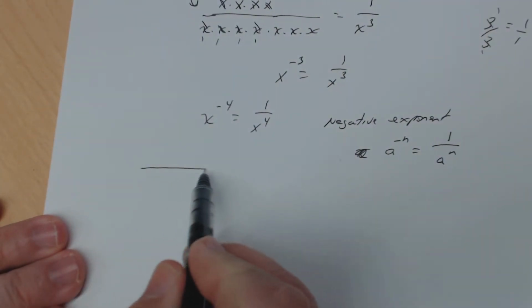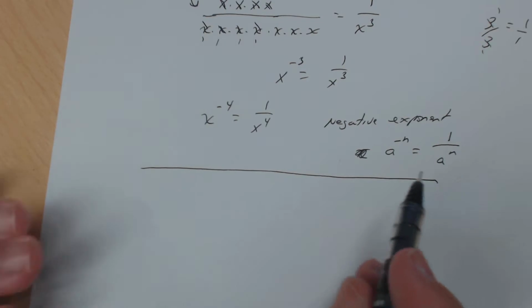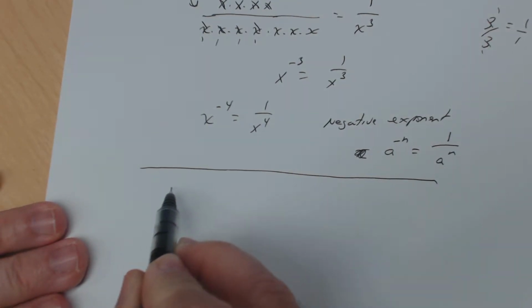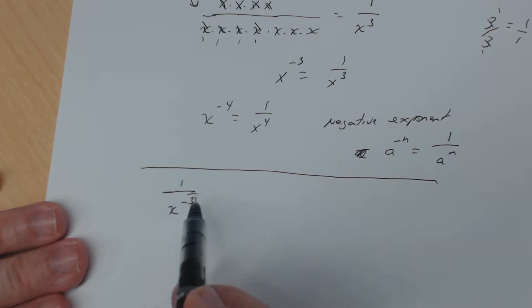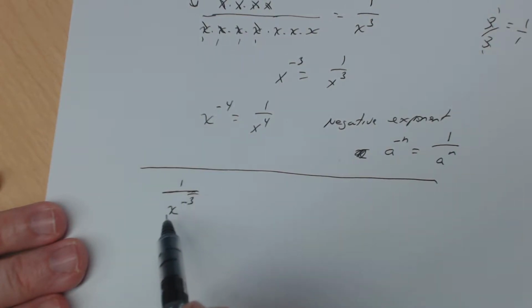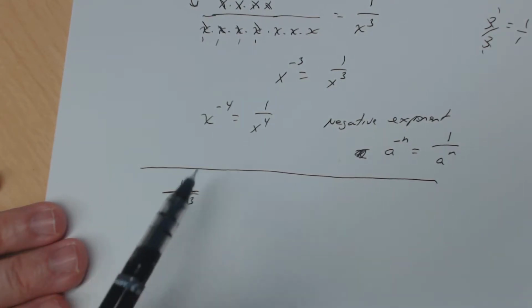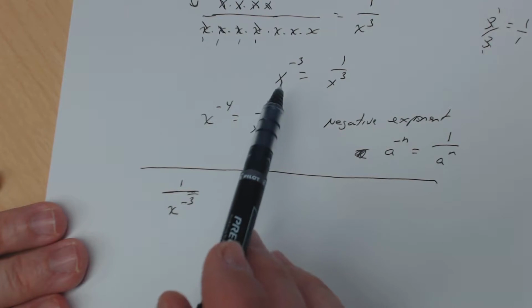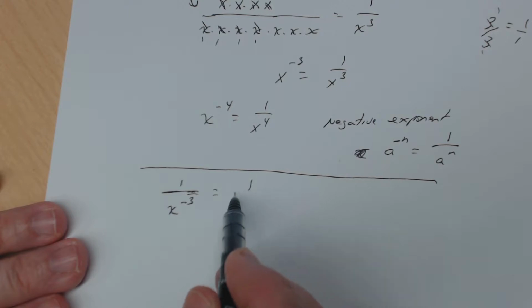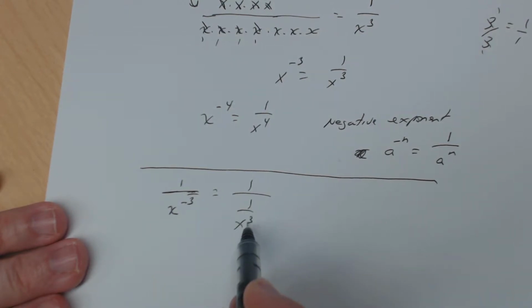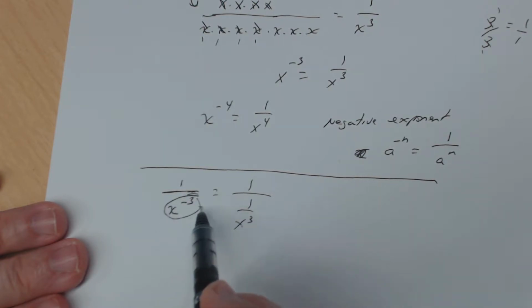Now let's look at this. Suppose I have 1 divided by x to the negative third power. Suppose that I have this fraction and the negative exponent is located in the denominator. How do I deal with that? Well, let's use the same idea. We know that x to the negative third is 1 over x to the third, so I'm going to rewrite this as 1 divided by 1 over x to the third.